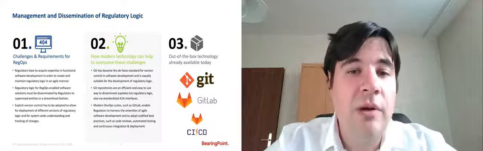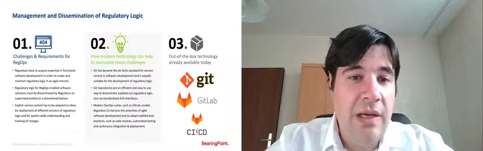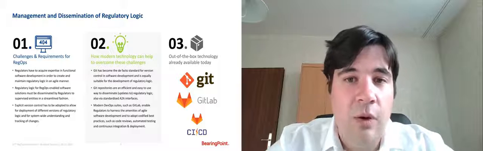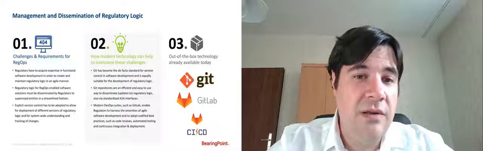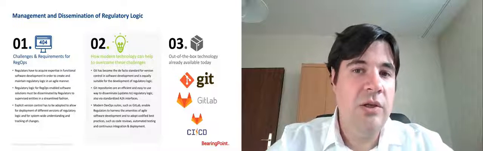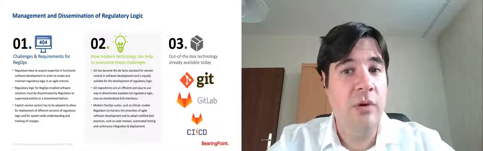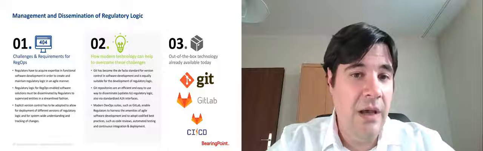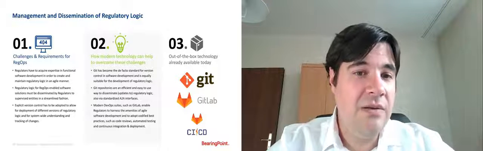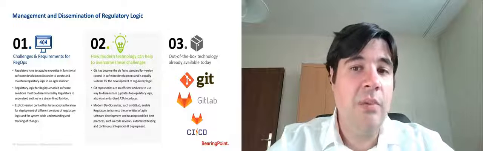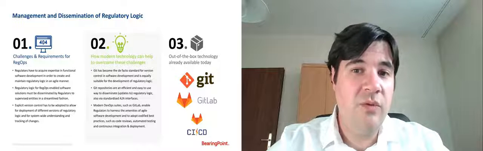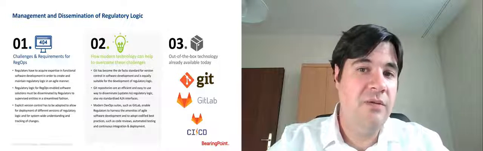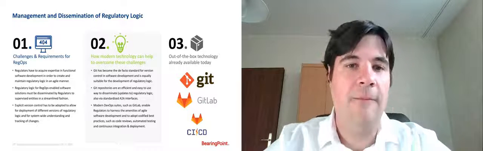This is all held together by modern DevOps suites such as GitLab, which enable regulators to harness the whole powers of agile software development and to adopt the best practices of the industry, for example, code reviews. Which validation rules have changed? What was the reason for that? Was this executed correctly? But also automated testing and continuous integration and deployment, which, for example, allows for the creation of automated test instances where you can check back if your new ad hoc request was actually implemented successfully before you hand it over to the productive environment and to the other market participants.